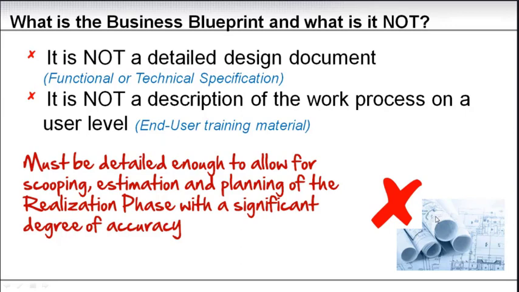But the business blueprint design document must be detailed enough to allow for scoping, estimation, and planning of the realization phase with a significant degree of accuracy. You need to know what to build on a conceptual level, but still on a level where you can build your team, make sure you have the right skills, scope what build you need to do, estimate how much time you will need for it, and make a plan for the realization phase to a reasonable degree of accuracy.